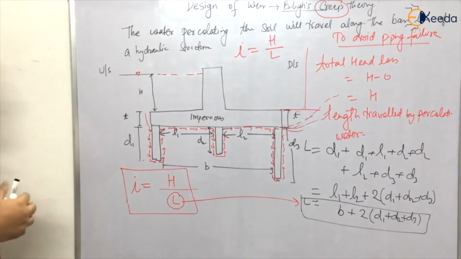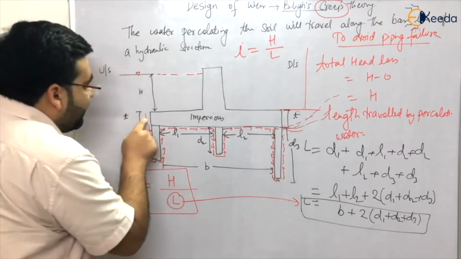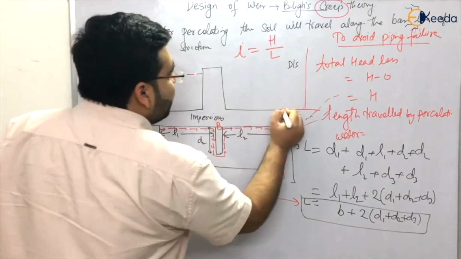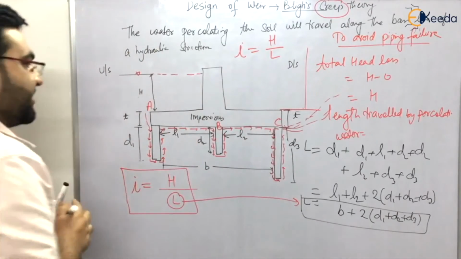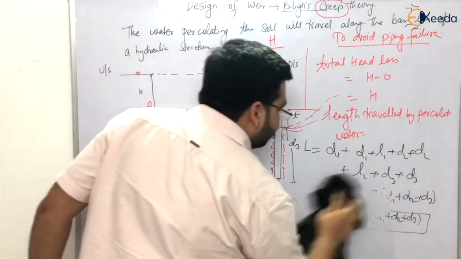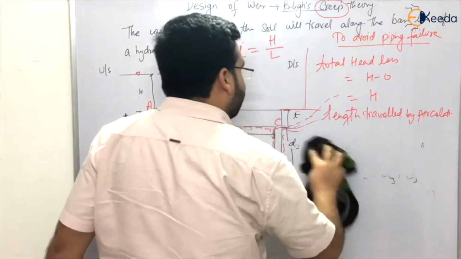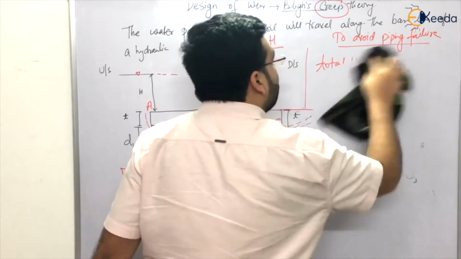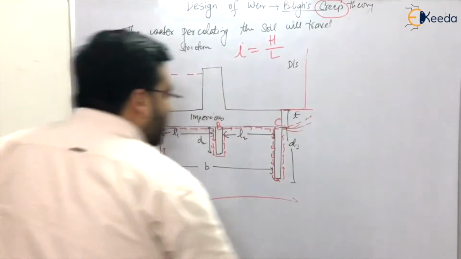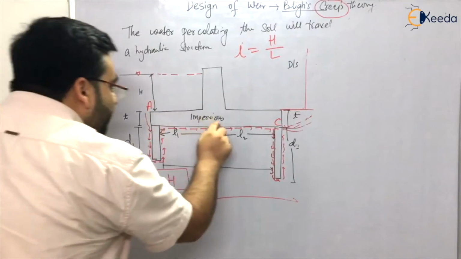Now if somebody asks you what is the head loss at this point, let us say that this is point A, this is point B, this is point C. Because these types of questions are coming in examinations, let me rub this. I hope that you have got it. Right? Now questions which are coming in examination are like this: what are the head losses at point A or point B or point C?